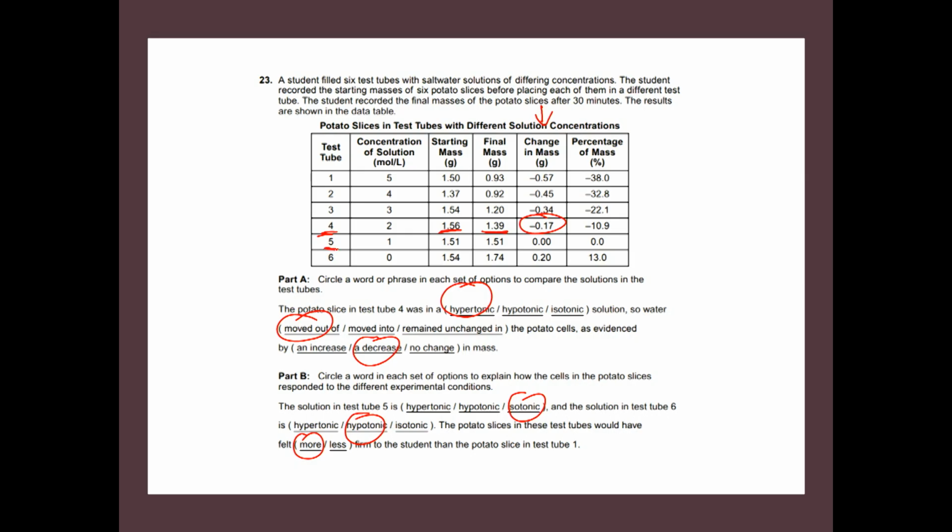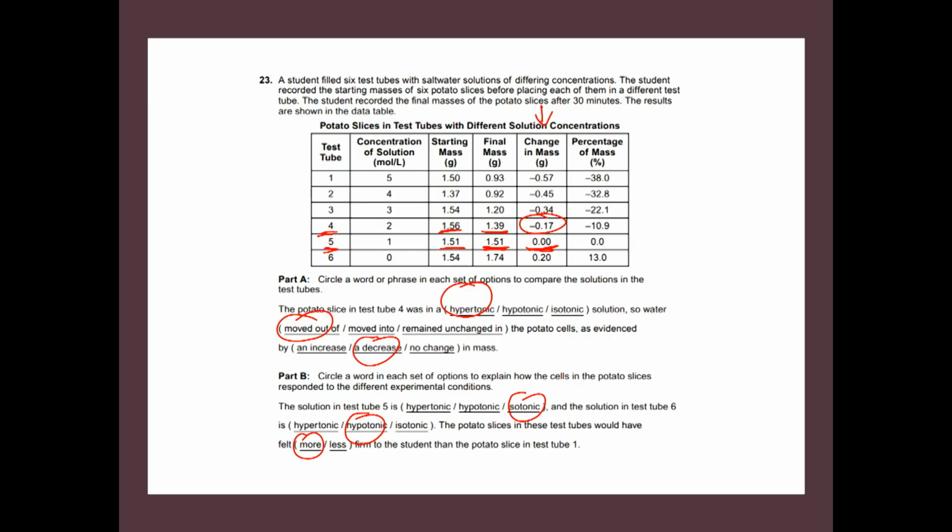Well, let's look at test tube 5. Look at the starting and the final mass. We didn't lose any mass there. It was actually the exact same, no change at all. Well, that means that water was moving into and out of the potato in equal amounts, because we had the same mass at the beginning and the end, and so that means it must have been an isotonic solution.